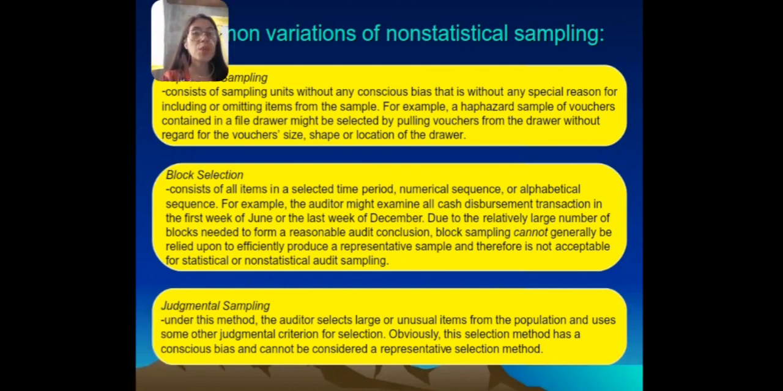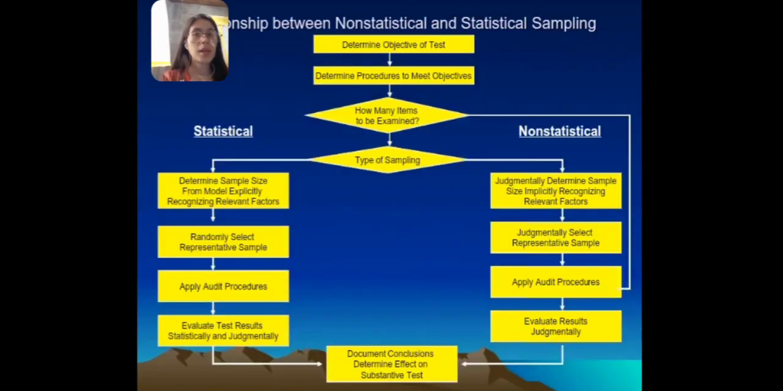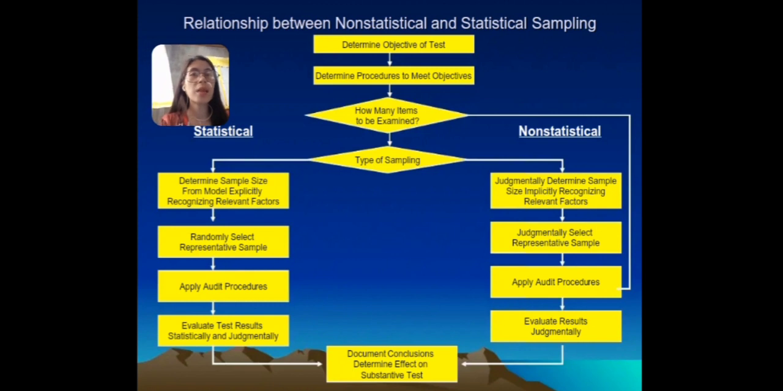Next is judgmental sampling. Under this method, the auditor selects large or unusual items from the population and uses some other judgmental criteria for selection. Obviously, this selection method has a conscious bias and cannot be considered a representative selection method. So as we can see here, this is the relationship between the non-statistical and statistical sampling.